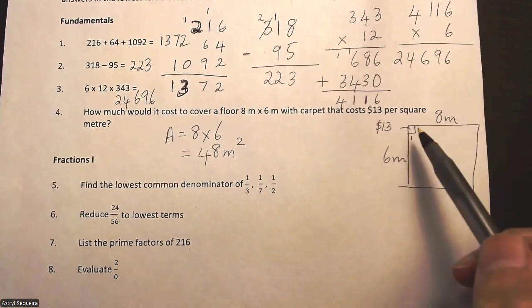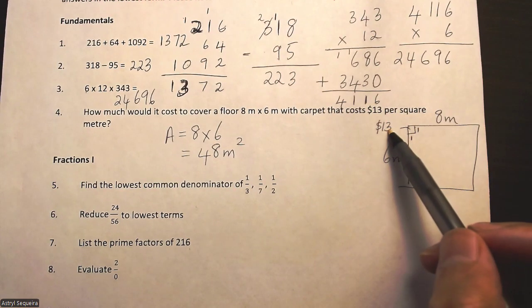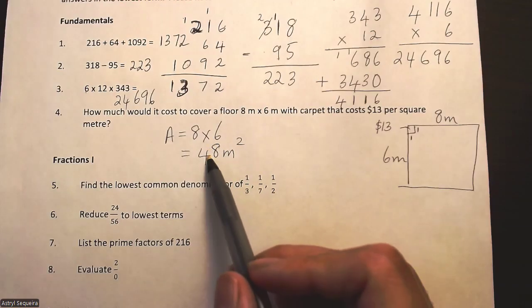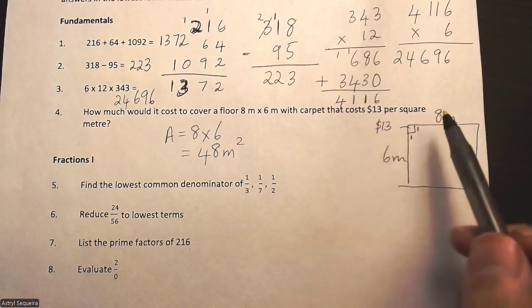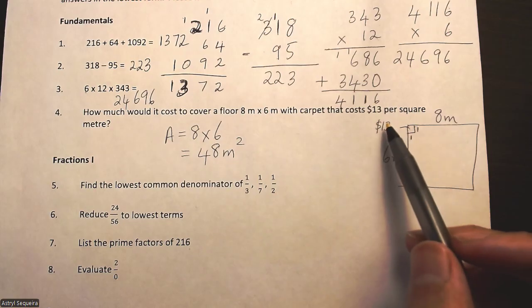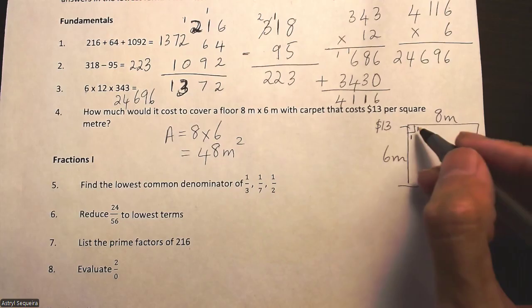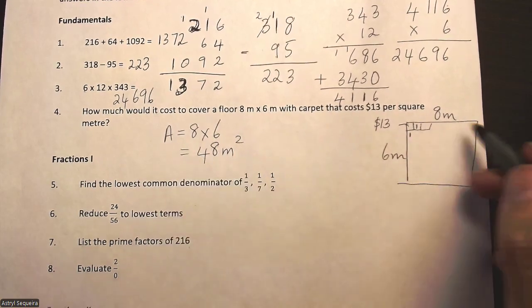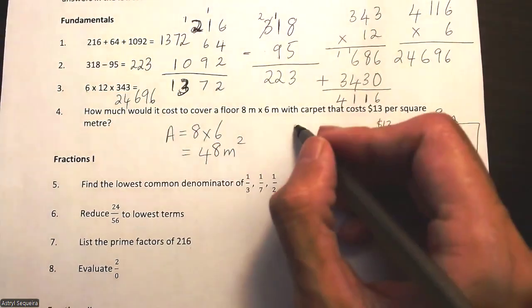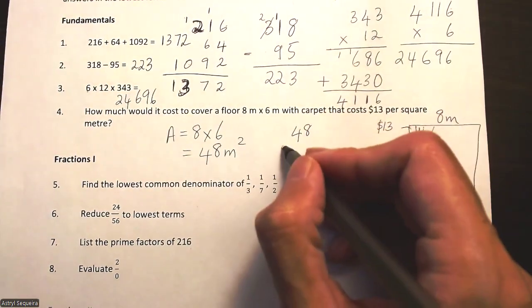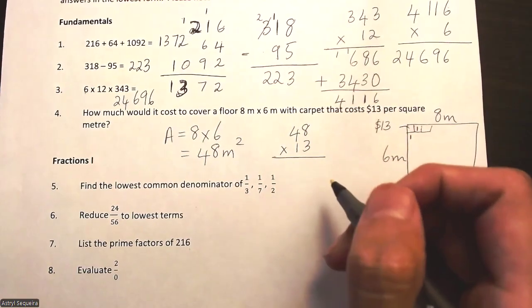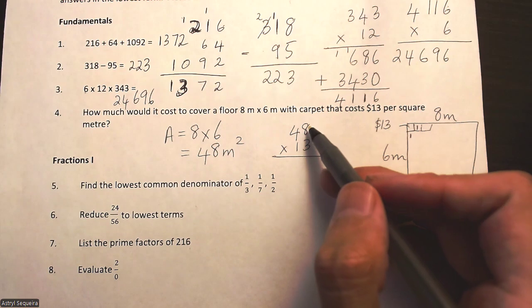Now I know that 1 square meter costs 13. So how much will 48 cost? It will cost 48 multiplied by 13. Because if one of them is 13, 2 of them will be 26, 3 of them will be 39, which means 48 meters square, this whole thing, I have to multiply these two numbers. Again, I'm going to do my multiplication, and I like to have a smaller number on the bottom always. It makes it a bit easier.